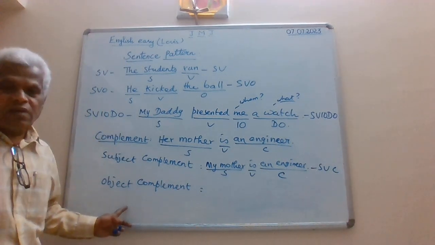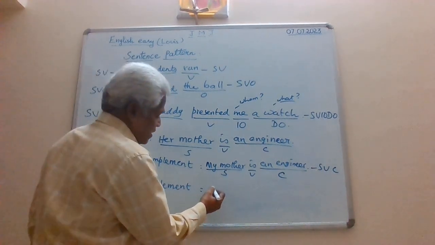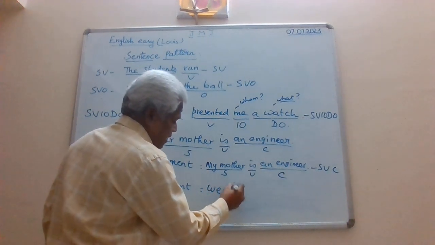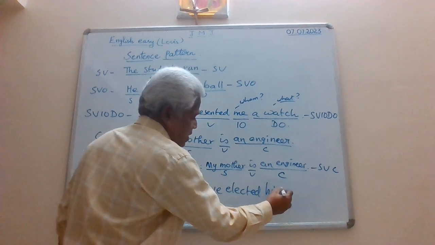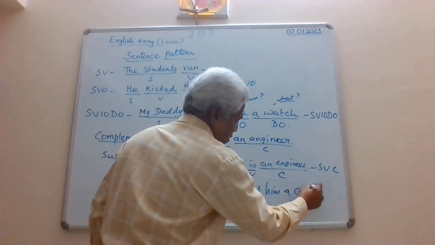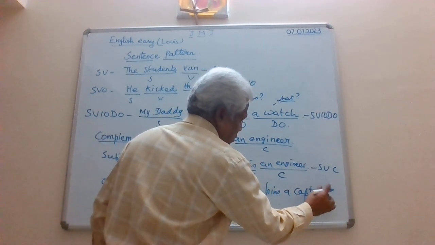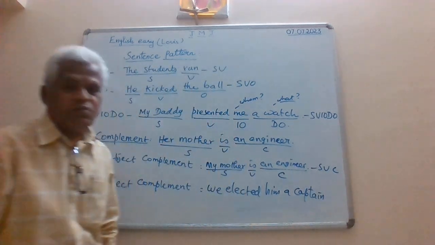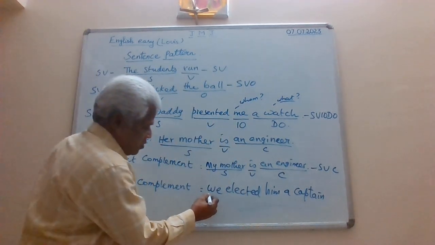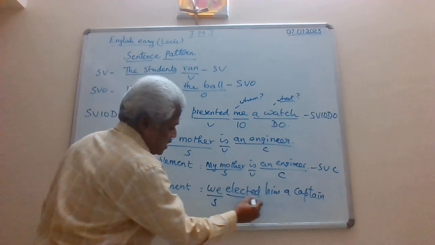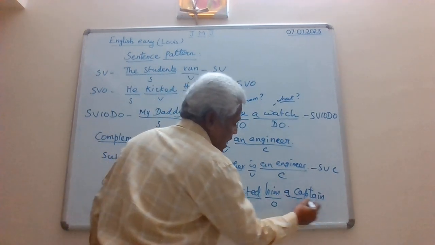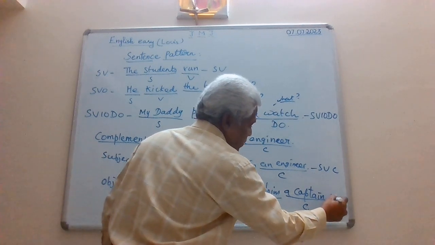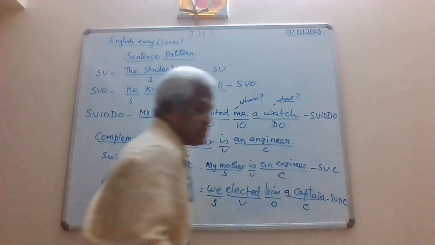Now what about object complement? Let me write a sentence here. We elected him a captain. See, we elected him a captain. Now you know, we is your subject here, elected is your verb, him is the object here, a captain is your complement. Of course, the pattern of the sentence is SVOC.